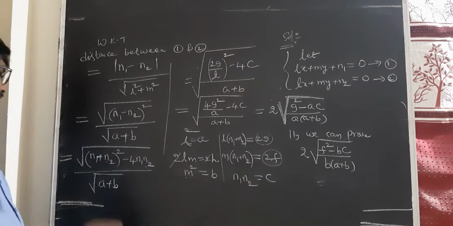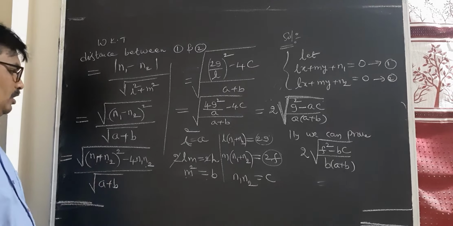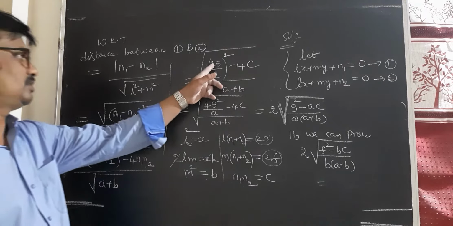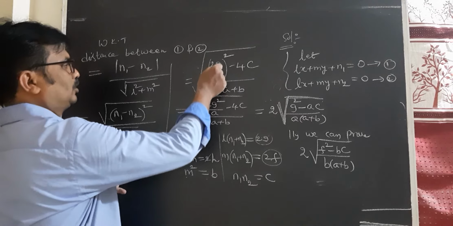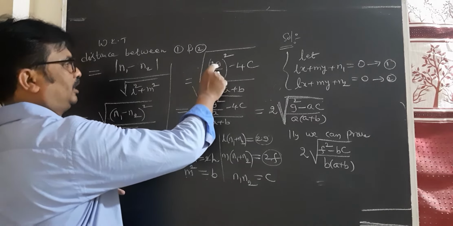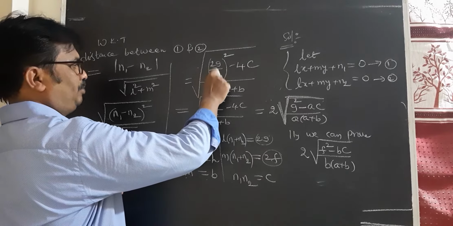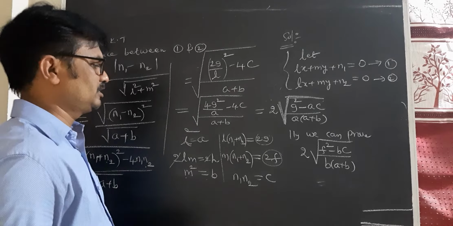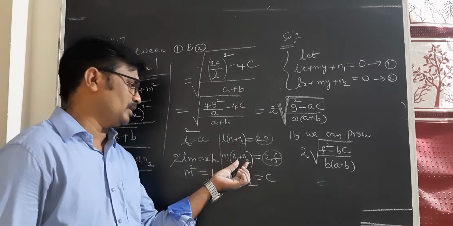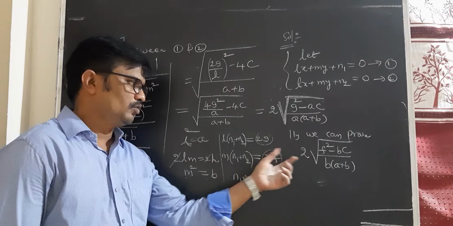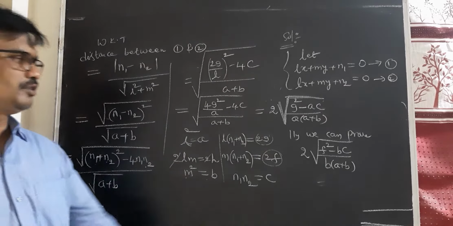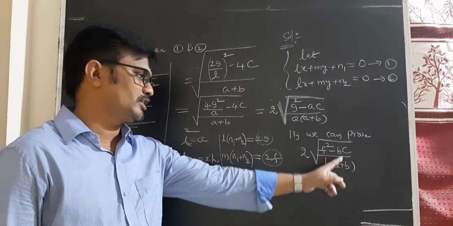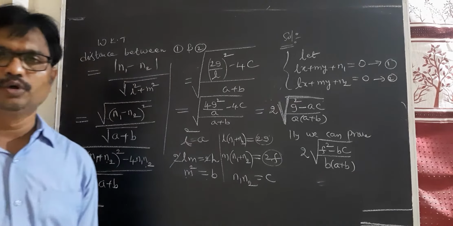Instead of n1 plus n2, if we take 2f by m, that is 4f square by b. Undoubtedly, students, by taking n1 plus n2 equal to 2f by m, we get this proof: 2 into root of (f square minus bc) by b into (a plus b).